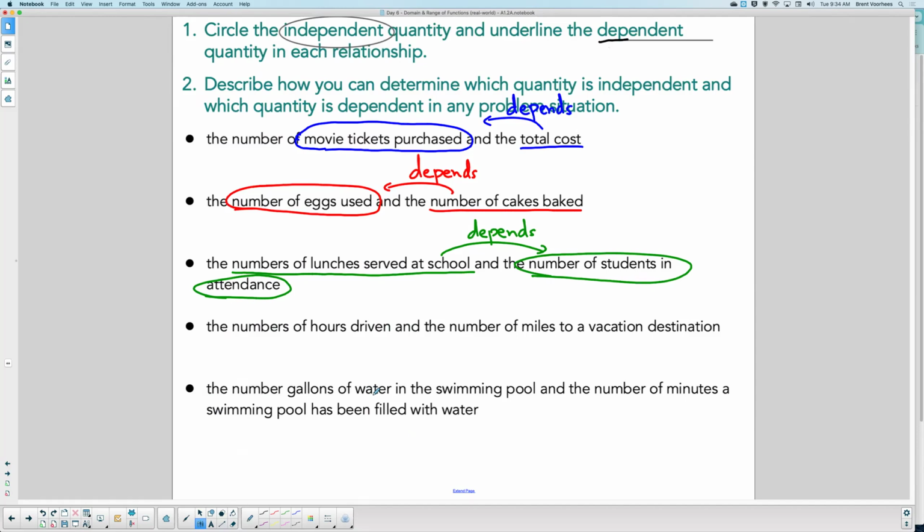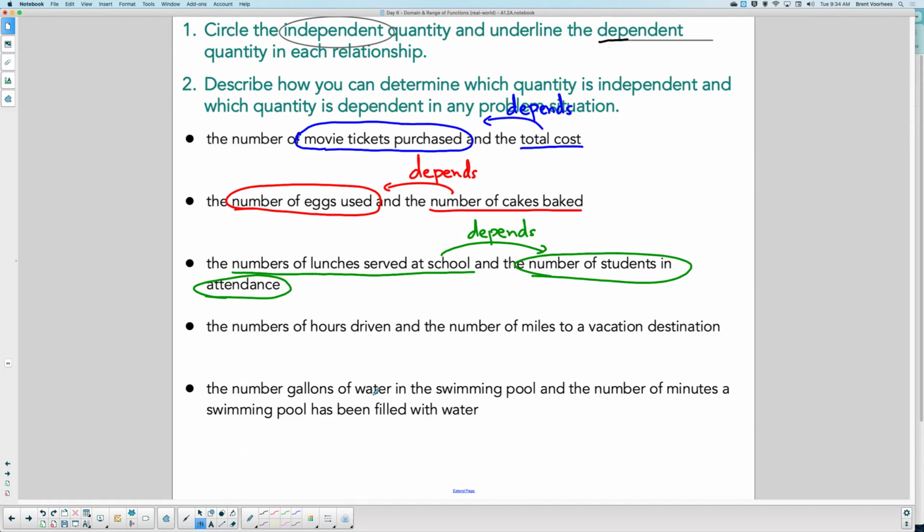Okay, that's not the question. Wait, I don't think I heard that right. Say it again. Which one's independent? Which one depends on what? Is it the number of miles depends on how many hours? Or does how many hours depend on how many miles away it is?